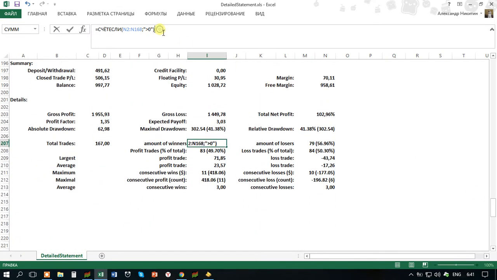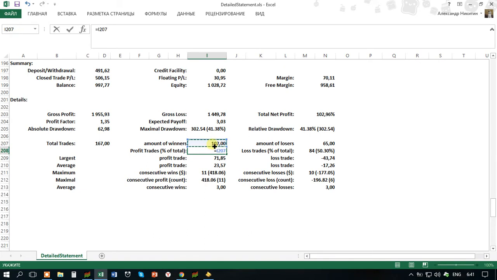I am going to press enter on my keyboard. 102 winners. Okay, how many losers do I have? This is much simpler. It equals total minus winners. Okay, done. 65 losers.